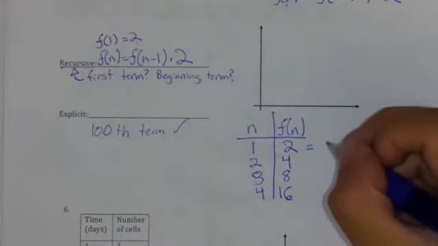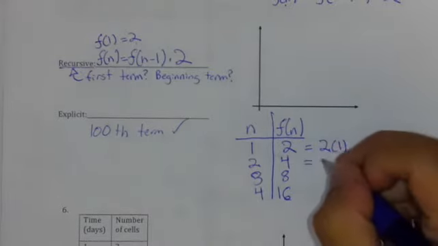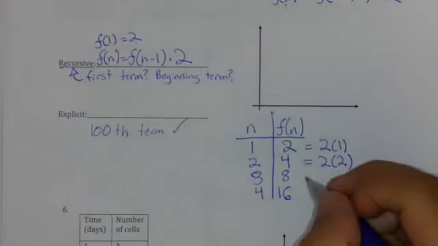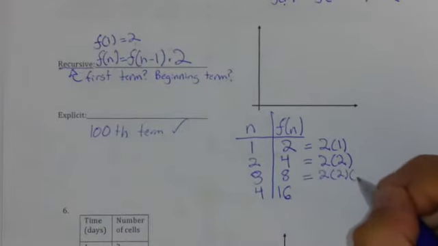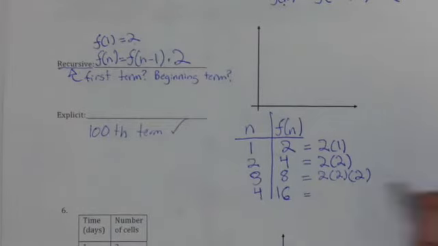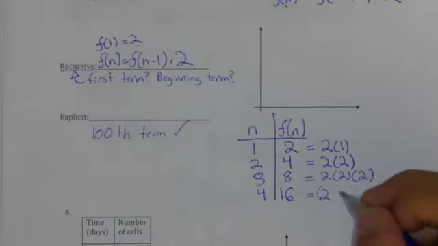So I know that this is just 2 × 1. I know that this is 2 × 2. I know that this is going to be 2 × 2 × 2. I know that 16, how many 2s do you think are going to multiply there? Hopefully you're saying 4 versions.